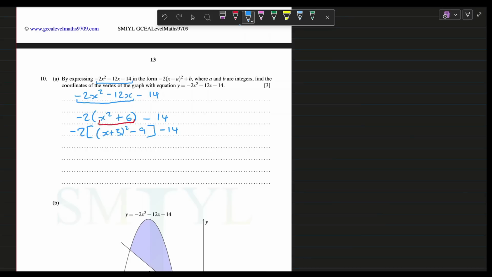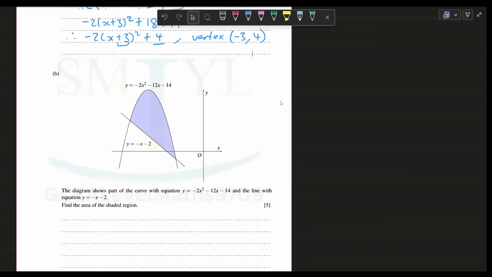Now let's expand. So negative 2 times (x plus 3) squared, let me write that properly. Then we've got negative 2 times negative 9, that's positive 18. And then we've got our minus 14. So you get negative 2 times (x plus 3) squared plus 18 minus 14, so plus 4. And this would be our final answer. They also want the coordinates of the vertex, so that's the turning point. The coordinates of our vertex are going to be equal to negative 3 and 4.